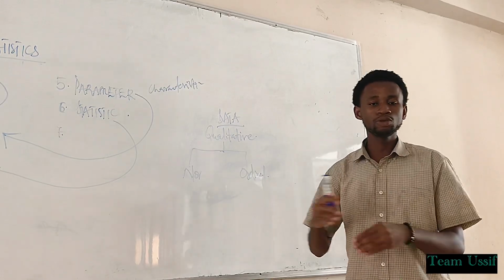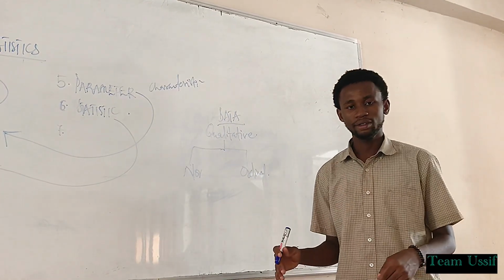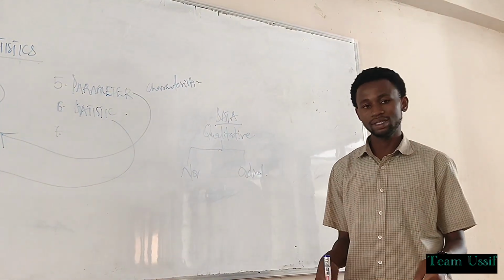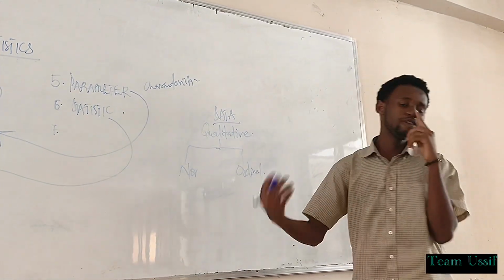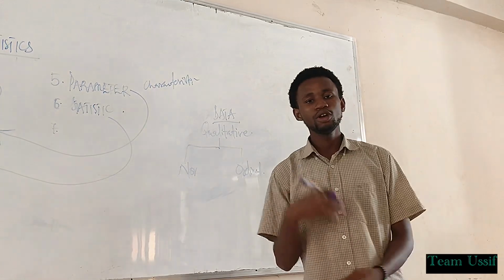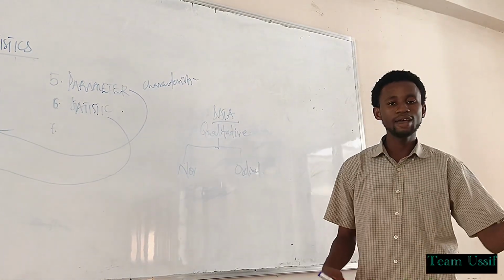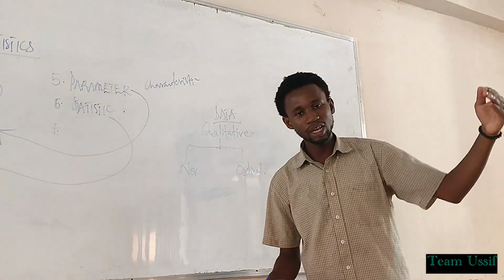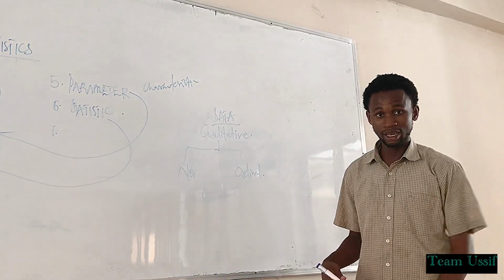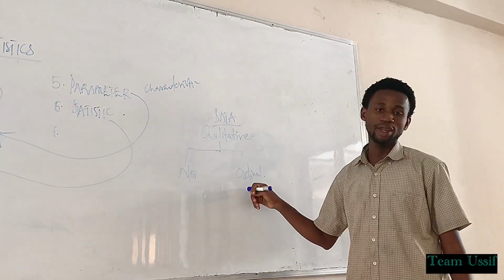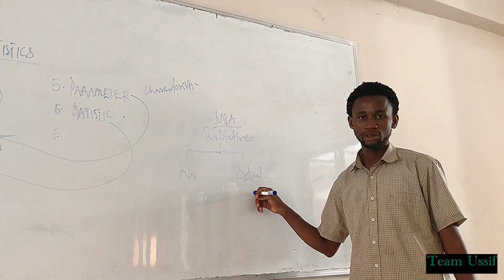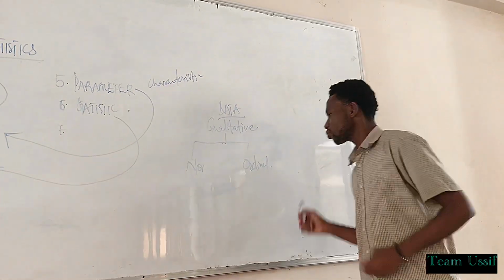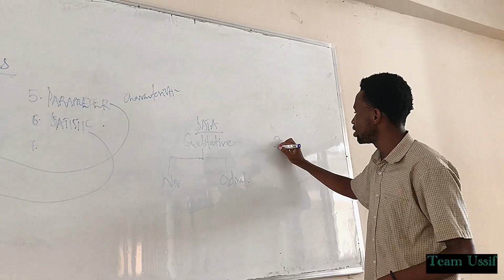It doesn't deal with order. It's straightforward. But the ordinal deals with order. So you can have levels of education from kindergarten to basic to junior high to senior high to the tertiary level and the rest. So those are the nominal and ordinal forms of data. Right, and we have the quantitative.